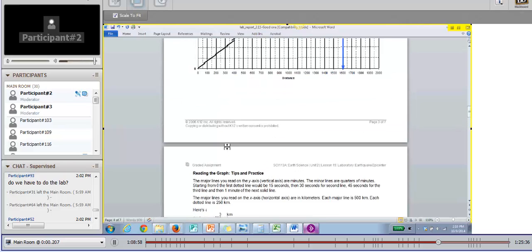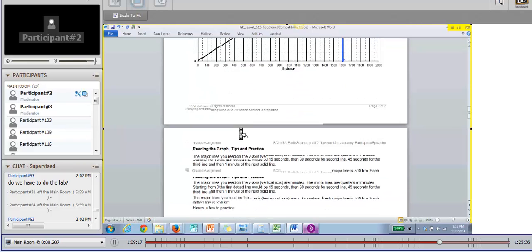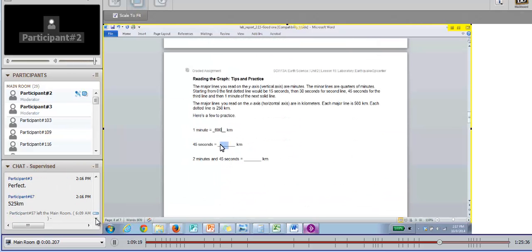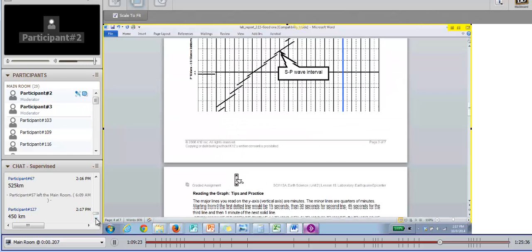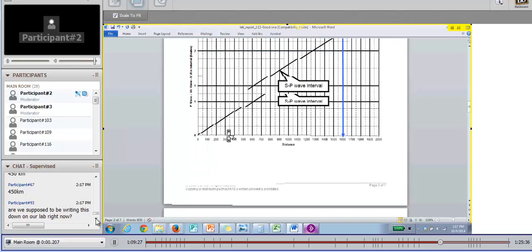What about 45 seconds? Oh, that's not labeled on there. Up at the top, they told you each one of these little dotted lines was 15 seconds. So 15, 30, 45. Go over till you reach that SP wave interval line, and then go straight down. Who has it? 450. Awesome. 450 kilometers. 2 minutes and 45 seconds. Go up to 2. Put it in the chat when you figure it out.